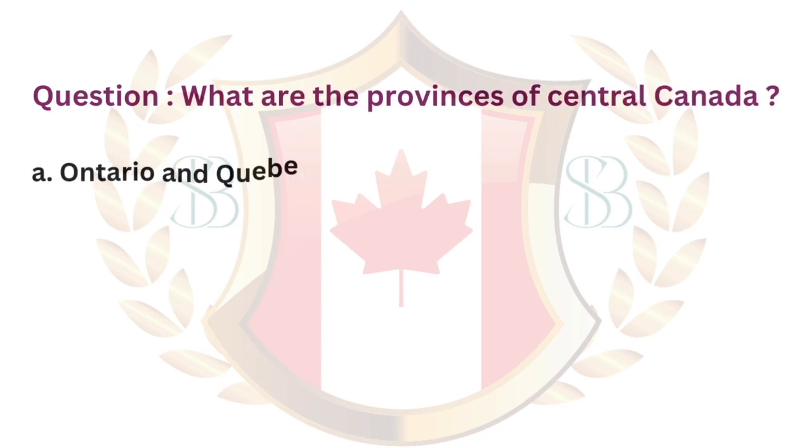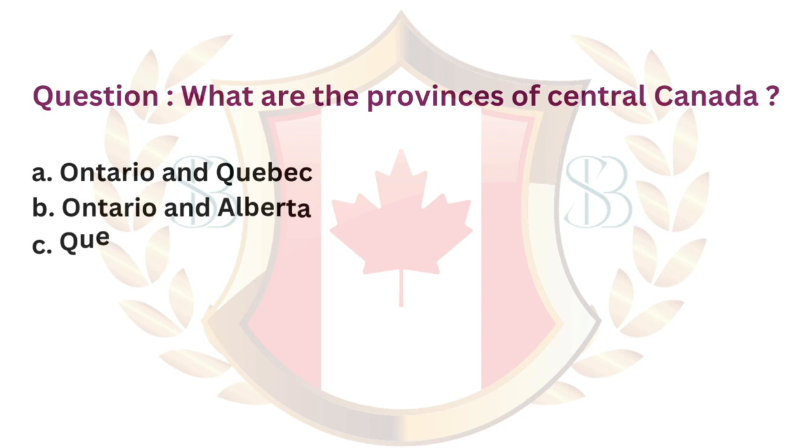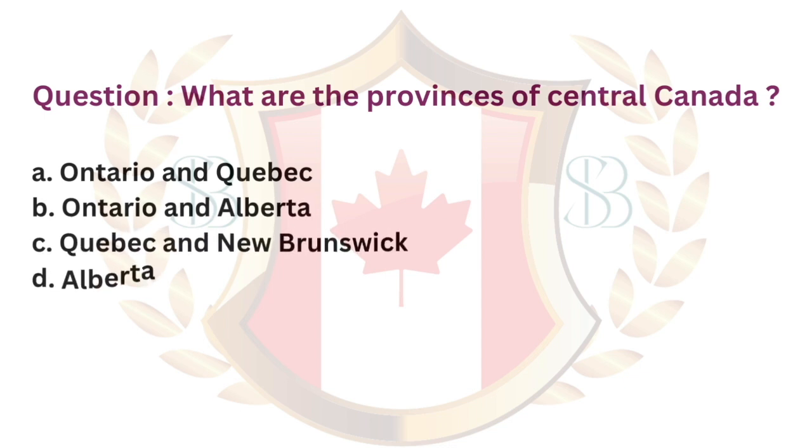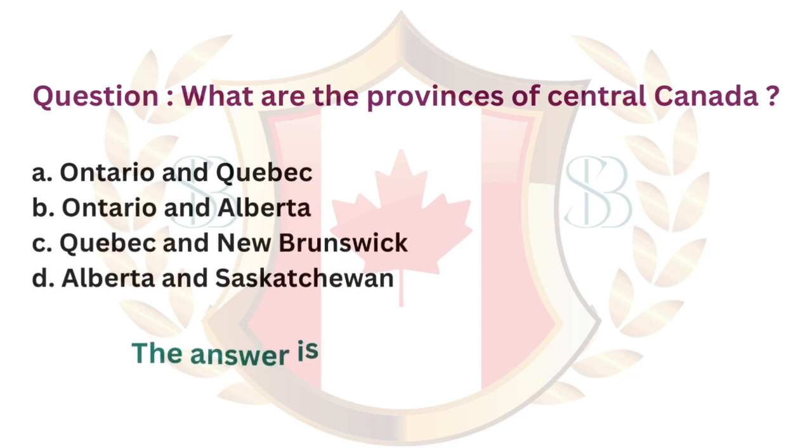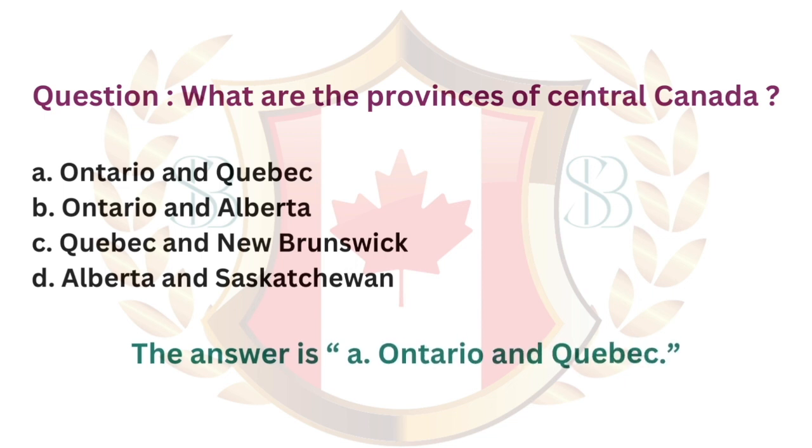Question. What are the provinces of central Canada? A. Ontario and Quebec. B. Ontario and Alberta. C. Quebec and New Brunswick. D. Alberta and Saskatchewan. The answer is A. Ontario and Quebec.